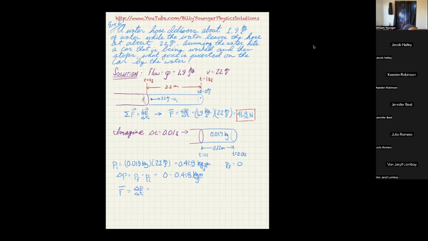So I'm going to say negative 0.418 kilograms meters per second divided by 0.01 seconds. So when I divide that, I get negative 41.8 newtons is the average force, and maybe that makes a little bit more sense to you. That's certainly fine if that's the case. Any questions on that?